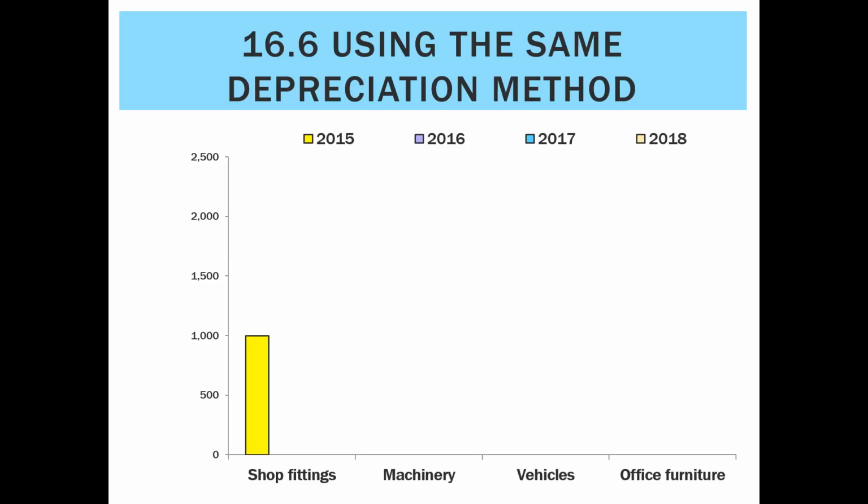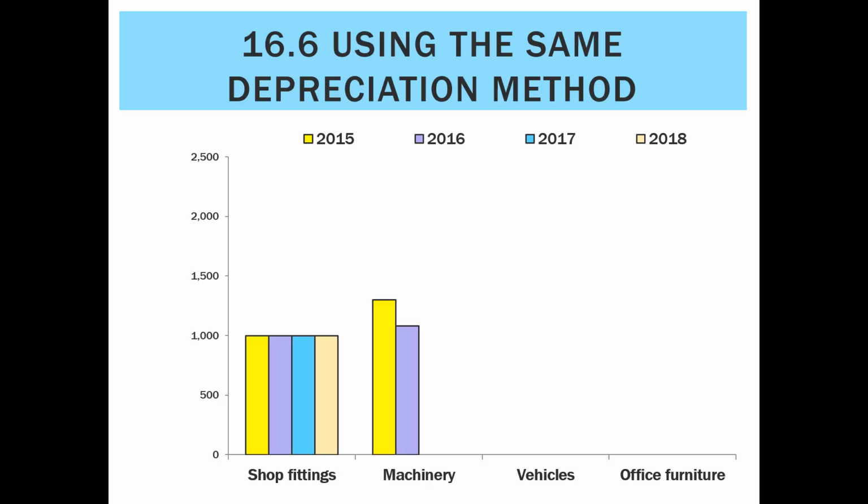Let's look at shop fittings in year 1, 2, 3, 4. Well, that seems okay. We've used straight line every year. Let's look at machinery. We started off with about $1,500 or so. It's decreased. That seems correct for machinery. Should reduce using reducing balance. But then we got a problem. It looks like we've charged the same amount in year 3 here.